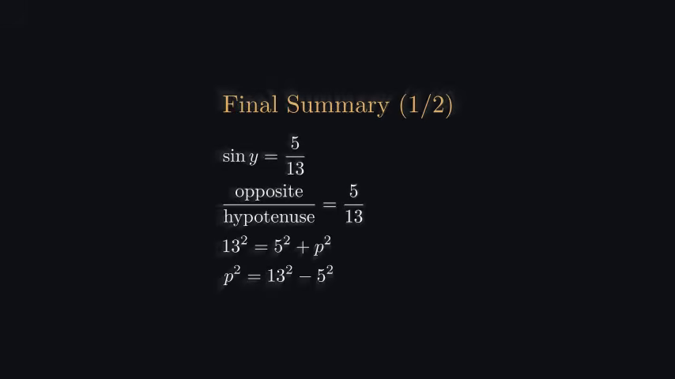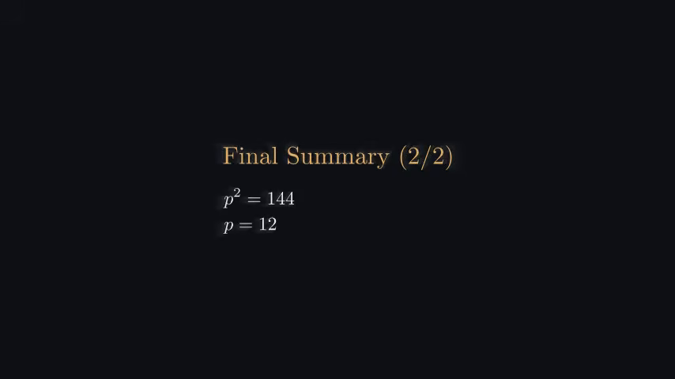To summarize, 13 squared equals 5 squared plus p squared, so p squared equals 13 squared minus 5 squared. The key equations are shown on the screen. To summarize, p squared equals 144, so p equals 12. The key equations are shown on the screen.